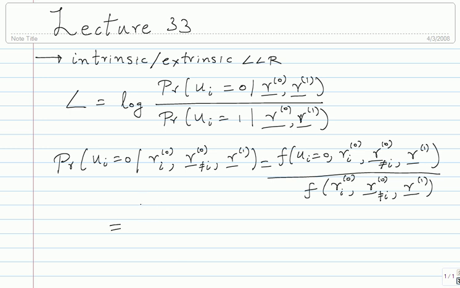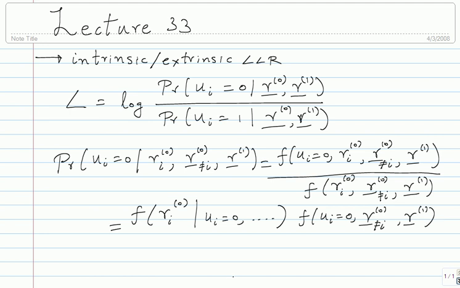The trick is to look at this expression, R0I given everything else: Ui equals 0, and then all the remaining R's. Once you're given that Ui equals 0, R0I is going to depend on nothing else. None of the other received values will play a part given Ui is 0. So all these other things, while they are there, I can throw them out because they are independent of R0I. What remains is Ui equals 0, comma R0 not equal to I, and R1. This part is the same as this; I don't have to write it because I know it's independent. And the denominator is going to stay the same.